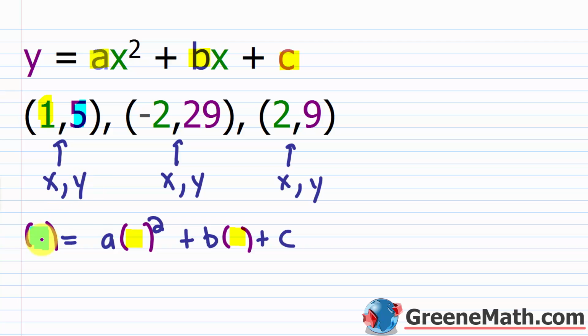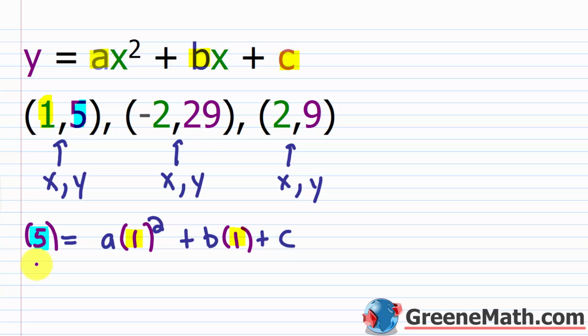So y gets plugged in here, right? Because it's y equals ax squared plus bx plus c, so y is all the way to the left. So I'm going to plug a 5 in there. Then this equals a times, there's an x that goes in here, so that's going to be 1, and then that's squared. Then plus b times, again, you have an x that goes there, so that's going to be a 1, and then plus c. Okay, so that's your first equation.